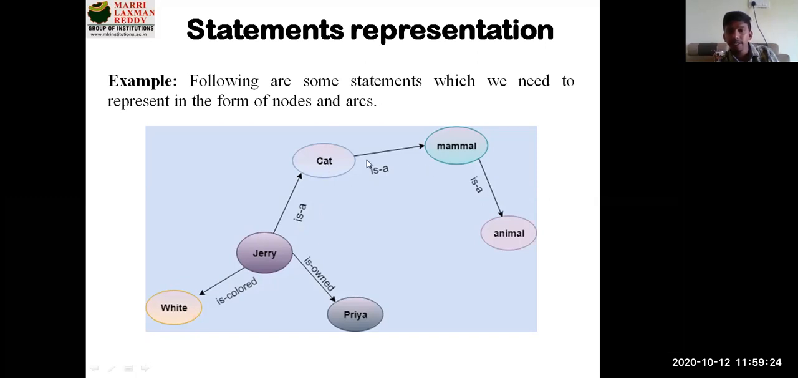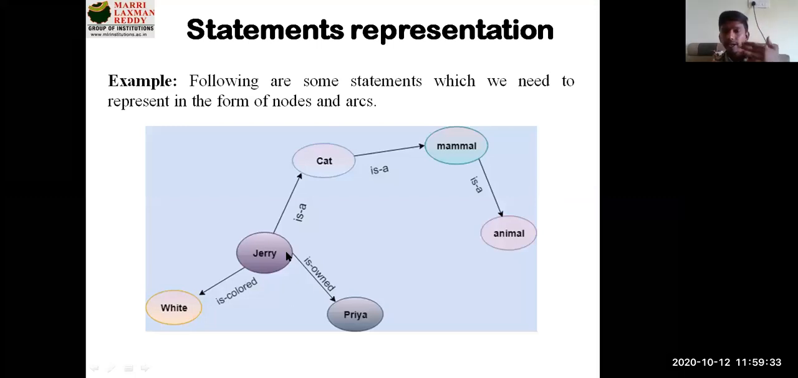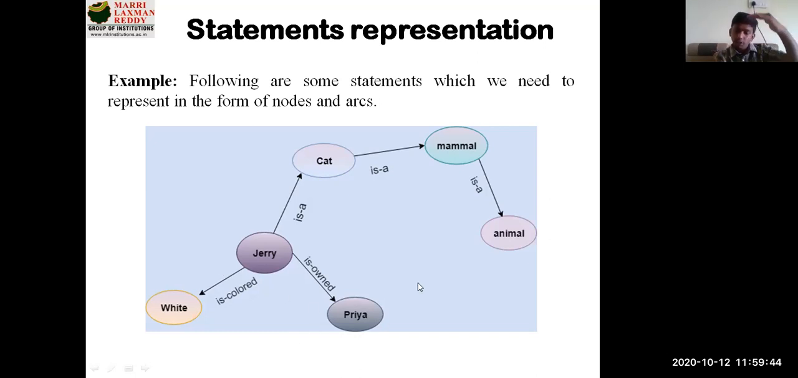And I'm saying cat is a mammal, and also cat is an animal, because in the last statement you can see all mammals are animals. So we are saying that cat is a mammal and cat is also an animal. And you can see Jerry is a cat and owned by Priya. That's how we are representing the owner also here. So the set of statements will be given like that, and we need to say how this can be represented and how knowledge can be represented using semantic network representation. Okay, I hope this example is clear.